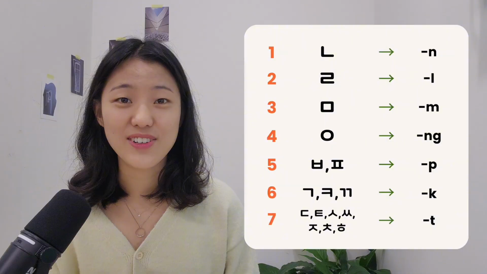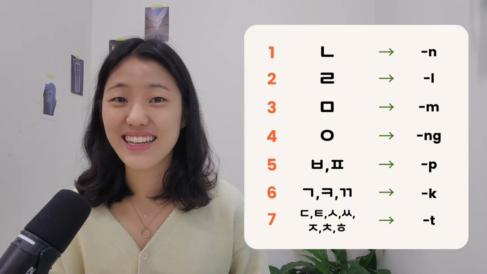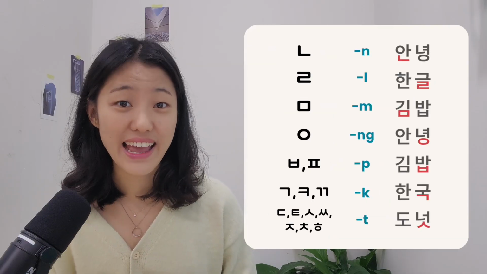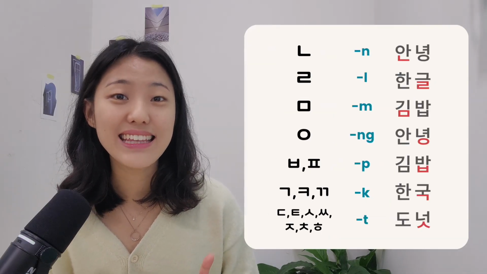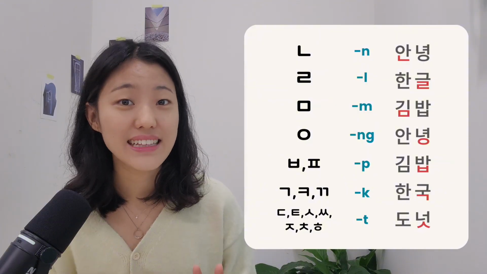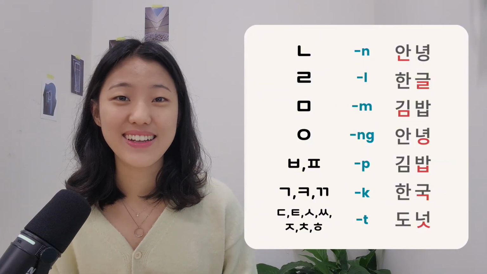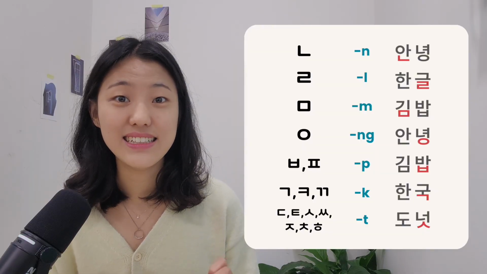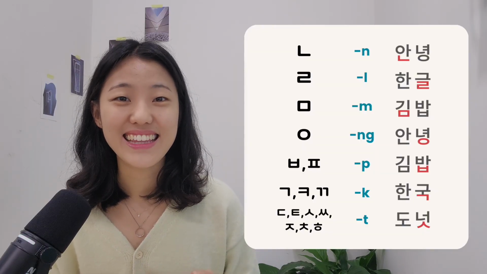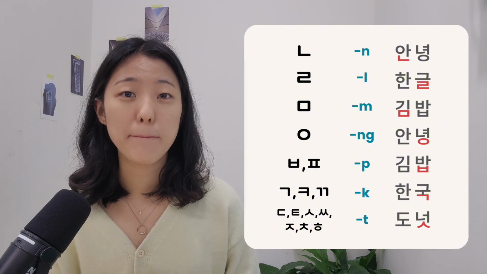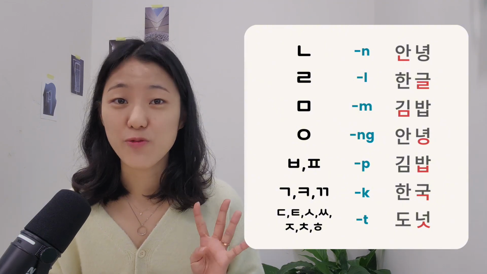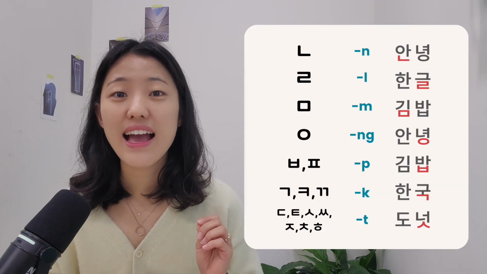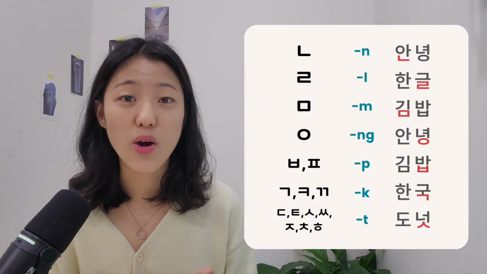So this actually covers all the 7 rules about the ending consonant. So let's see how it applies. The first one, ending N sound, so it's 안녕. It's an sound. And the second one, it's ending L sound, 한글. Third one, ending M sound, 김밥. And the fourth one, it's like song, ending NG sound, 안녕.